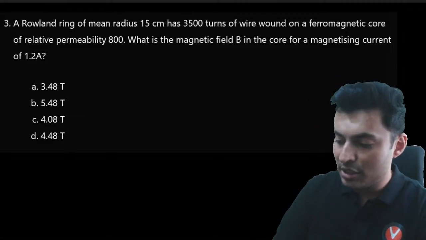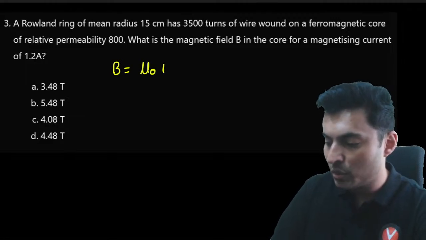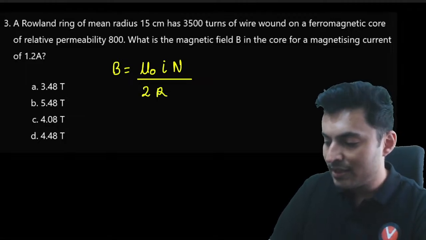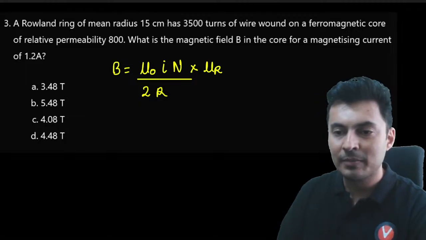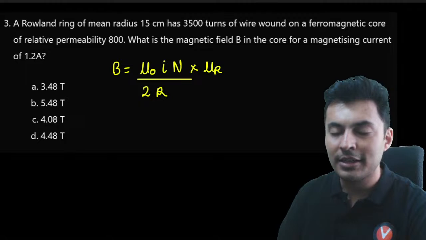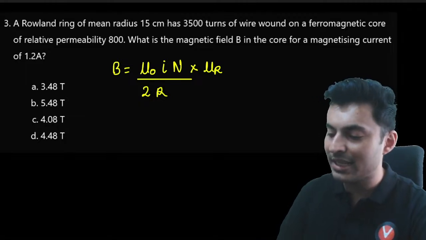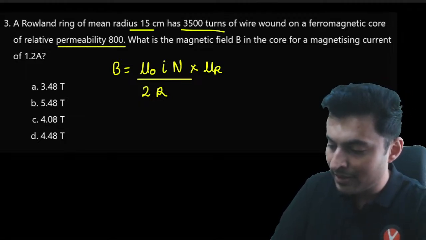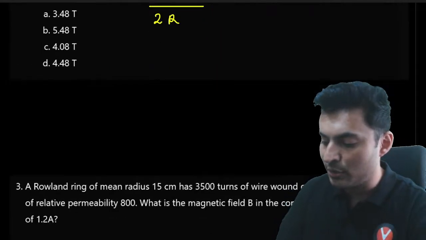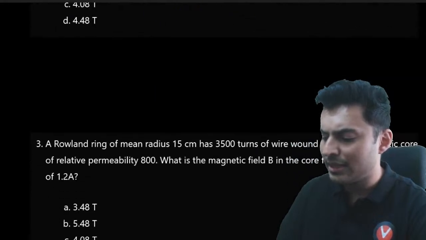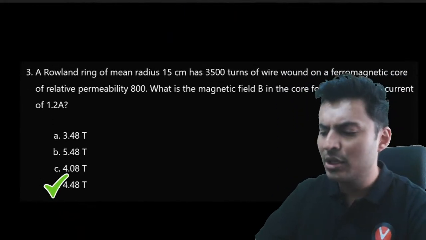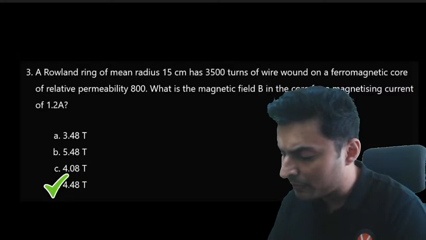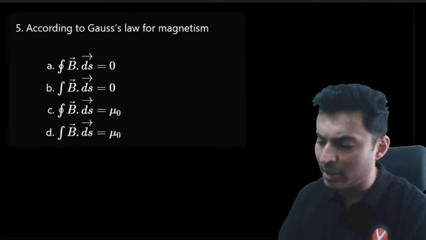All you need to do is just use this particular formula, mu naught into current into number of turns divided by 2R, but this time multiplied with relative permeability. That's all. Everything is given to you. Solving this, you will get the correct answer, right? So there is nothing great about these kinds of questions. You should know relative permeability. If it is given, you multiply the permeability with that particular number. Very good. Let's move on to the next one coming up on your screen.